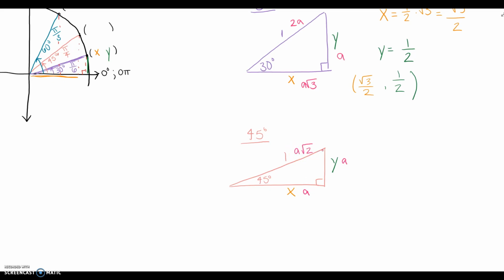So solving for x or y doesn't really matter. I can start by saying, you know what? If 1 equals a root 2, then 1 over root 2 equals a, and we need to rationalize the denominator. I'm sorry I'm going fast, I just don't want to run out of time.